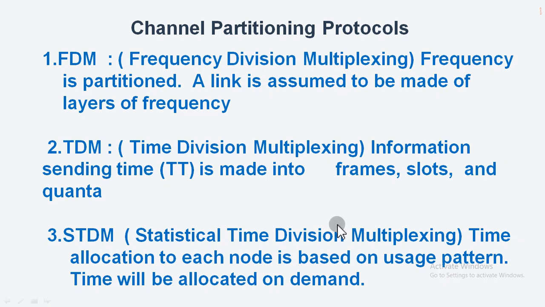As far as time division multiplexing is concerned, the transaction time will be divided into frames, as many frames as there are contenders, and each frame is divided into slots, as many slots as there are contenders, also called quanta. This quanta or slot is a very minute amount of time. Each contender will be given this bit of time, and they always feel that the broadcast channel is theirs. In statistical time division multiplexing, the time allocation to each node is based on usage pattern. If a particular node is using heavily, time will be allotted on demand.